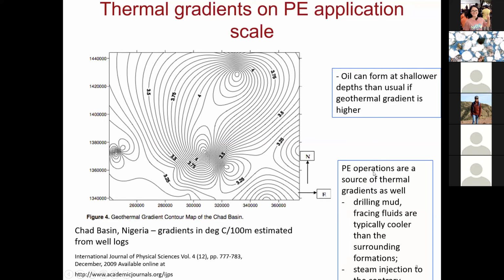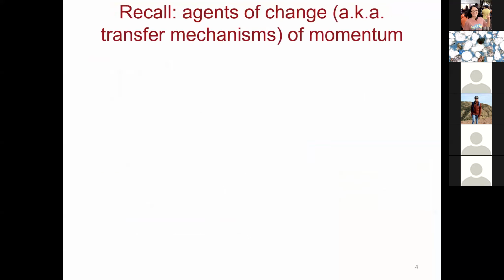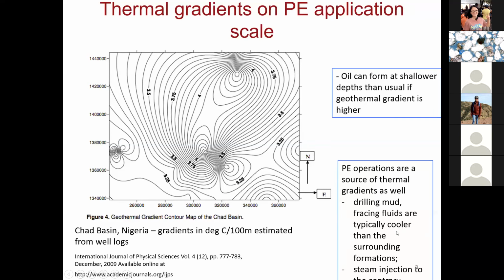So this is basically just what is there. However, petroleum engineering operations can locally be a source of thermal gradients. So if I inject at, we were saying, 3 kilometers of depth, my temperature will be 25 times 3 plus whatever I have on the surface. So it's going to be very high compared to whatever drilling mud I'm circulating in the well.